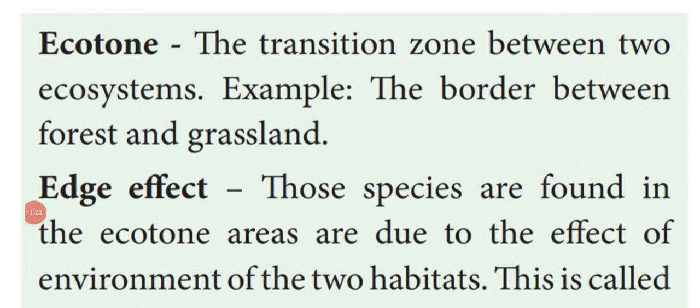Dear students, see the important 2-mark question, ecotone. This is the transition zone between two ecosystems. So what is an ecosystem? It is the study of a particular environment. In that environment, how living organisms are interrelated to the non-living things is known as an ecosystem. So the transition zone between the two ecosystems is known as ecotone. Example, the borderline between the forest and the grassland is known as ecotone.